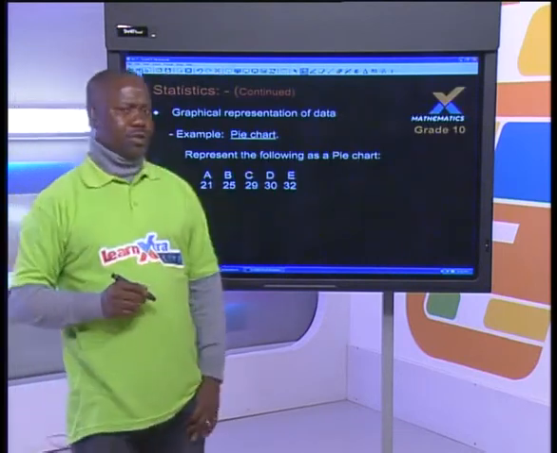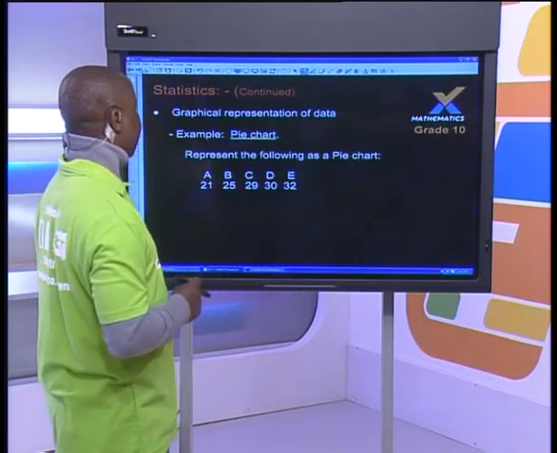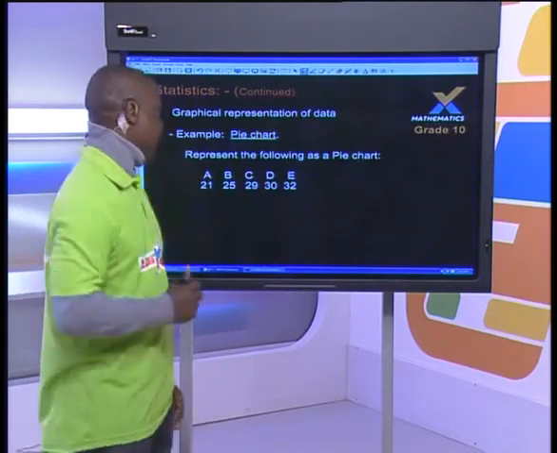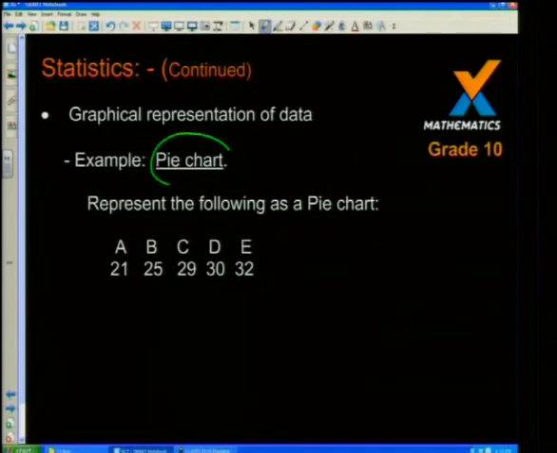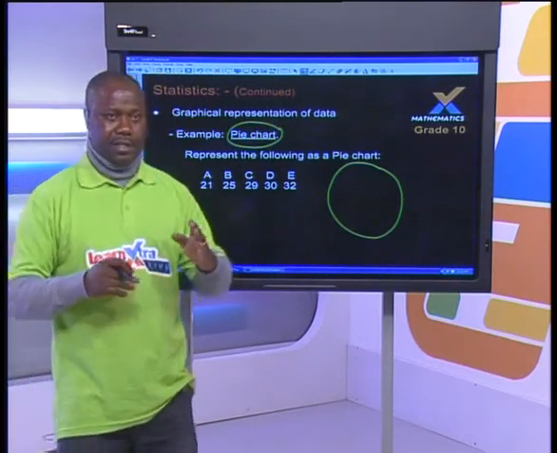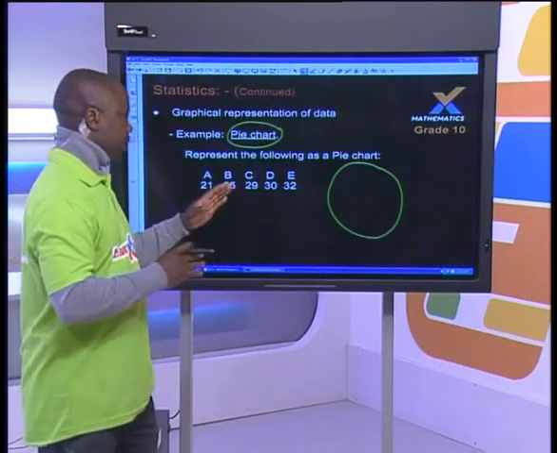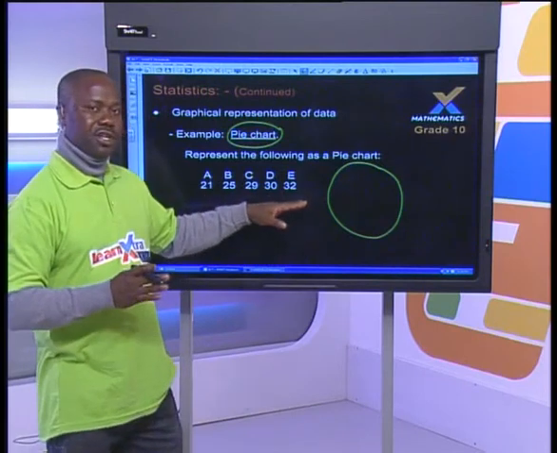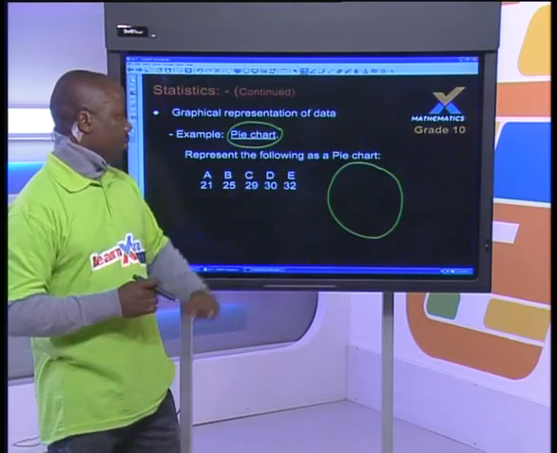All right, the first one that I have here in graphical representation of data is the pie chart. The pie chart, this is where you take information that you have and you basically represent it in the form of sectors. And those sectors represent, have a relation to the percentage which is represented by your measurement.